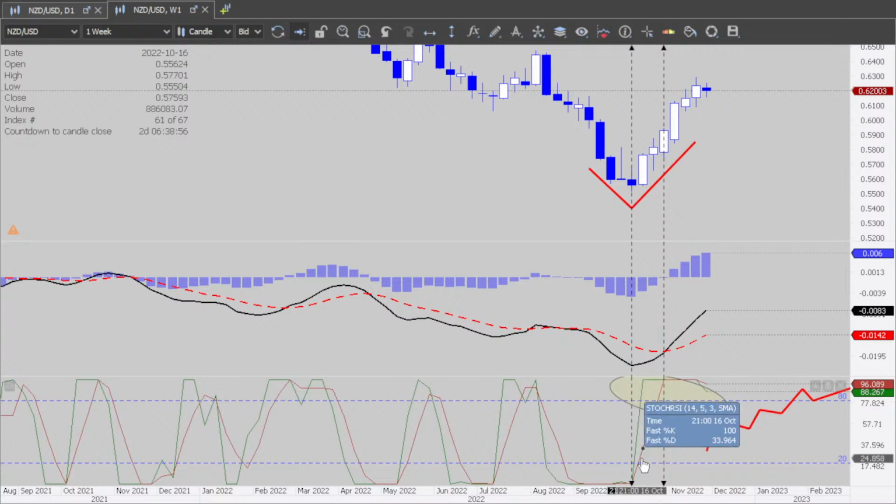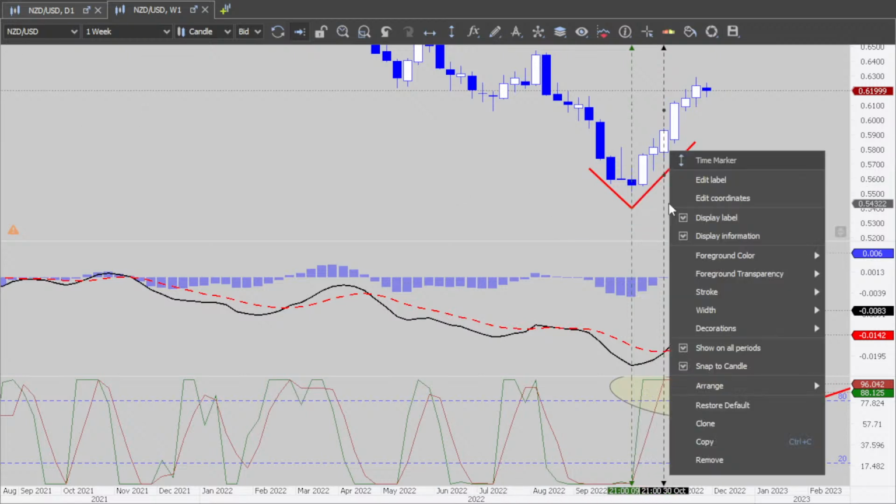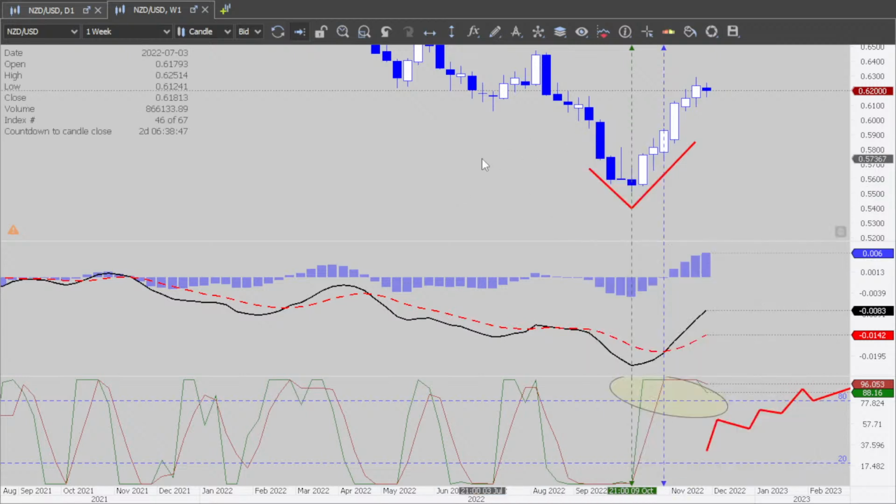Stochastic left the buy zone. Let's code stochastic in green. MACD is going to be blue, and stochastic is green. So stochastic left the buy zone, everybody, down in here. Do we agree that the stochastic left the buy zone before the MACD cross?